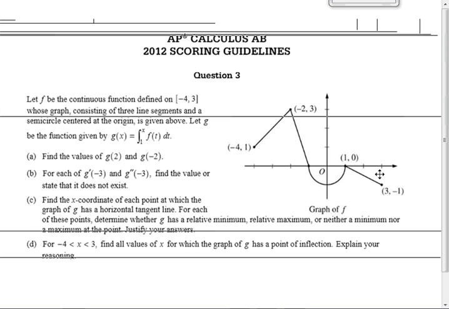Okay, I like this problem. I like this much better than 2011. 2011 was very hard. This seems pretty easy.